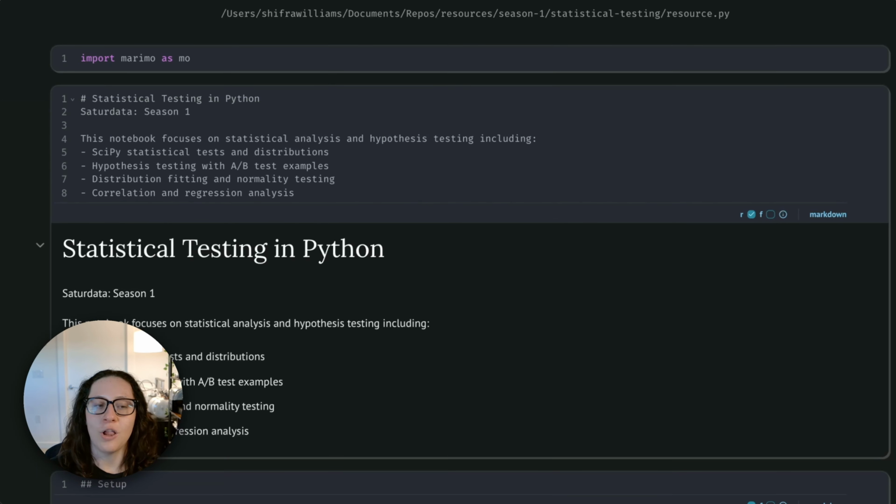This one is all about statistical testing in Python. Really excited to share this one with all of you because this is what got me interested in data science and data in the first place, just experimental design and all of that jazz.